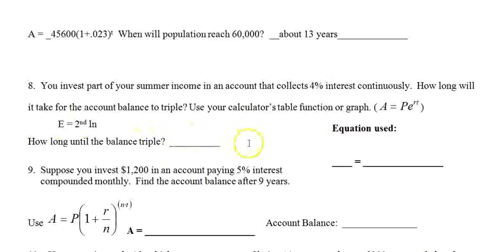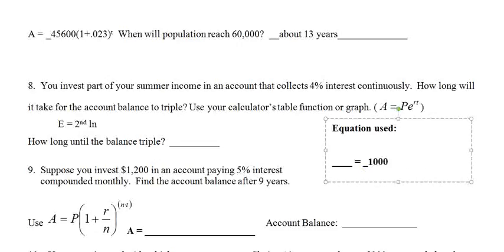So we have to make an equation, though. Now, one thing I noticed is it says part of your summer income, but it never tells you how much. This is one of those problems where you can figure out what you want your P to be. $100, $10, a penny, $1 million, doesn't matter. I'm going to use 1,000 because that's just normally what I do. So 1,000 is going to be my P. My E is just going to be that value, and I'll do this on the calculator in just a minute. And then I've got my rate at 0.04 times time.